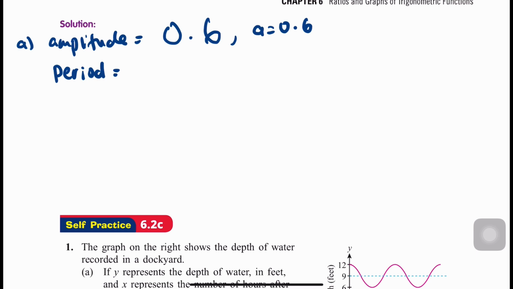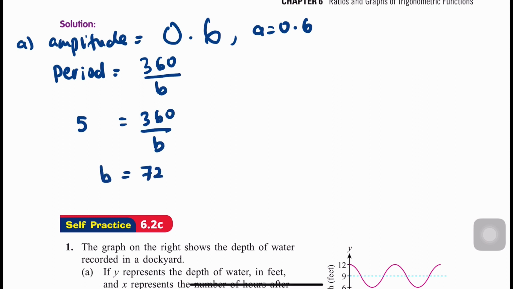So let's calculate the value of B. Nak kira period tadi kita ada rumus kan, 360 divided by B. So the period is 5. Betul? 360 divided by B. So B is equals to 72.